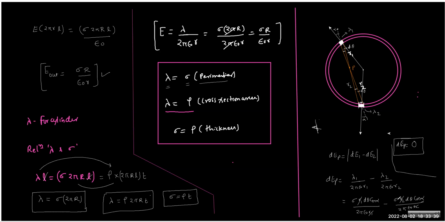We cannot say. No, it won't be zero for sure. So always remember that only for uniform distribution in a hollow object do you consider the inner field to be zero. You cannot do the same the moment it goes to non-uniform distribution of charge. So I hope I'm clear on what I'm saying.